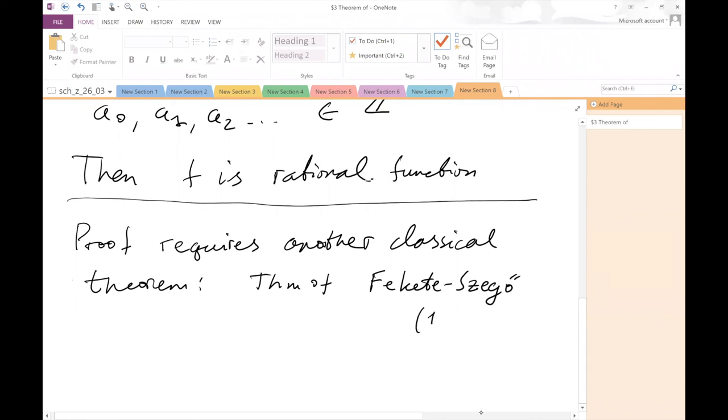It will not be the proof that Pólya gave himself. Pólya used what is called the Kronecker criterion.